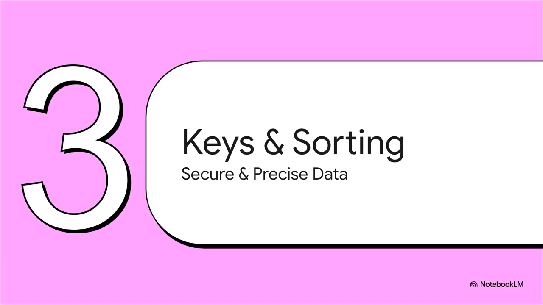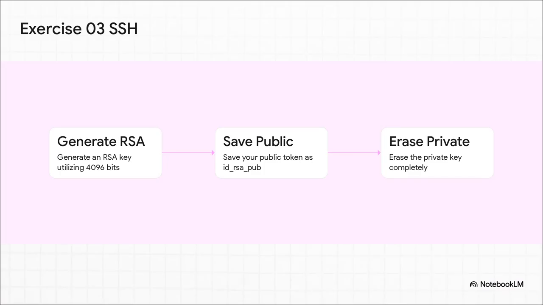Moving right along, let's get into Module 3, Keys, Directories, and Sorting. Exercise 03 asks you to generate a valid, secure authentication mechanism. The implementation involves 3 very strict steps. First, you'll use SSH keygen with the -B 4096 flag. Why? Because 4096 bits creates a mathematically deep space that massively resists any brute force attacks.